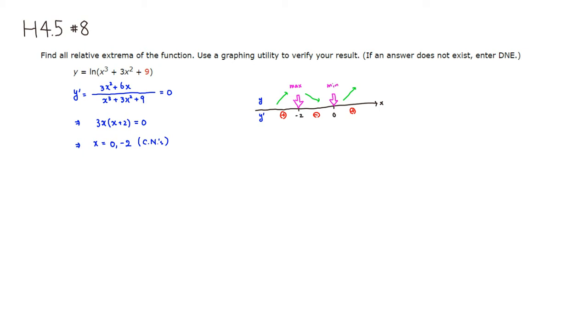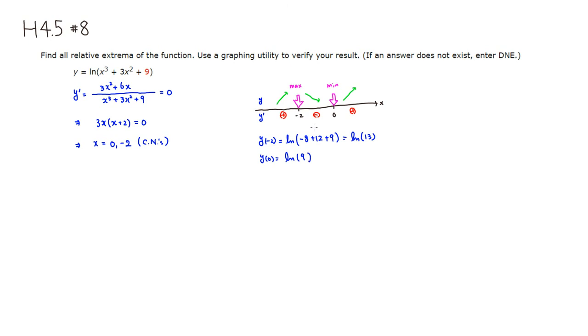So let's find the corresponding values. At negative 2, I'm going to find y of negative 2. This is going to be equal to natural log of negative 2 cubed, which is negative 8, plus 12, and plus 9. So it's going to be natural log of 13. At 0, y of 0 is easy to compute, it's just natural log of 9.